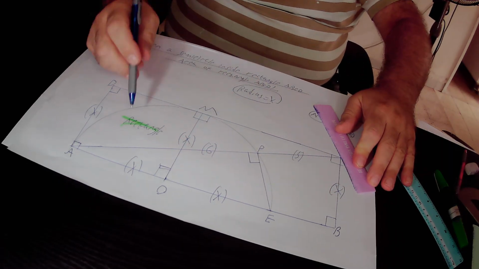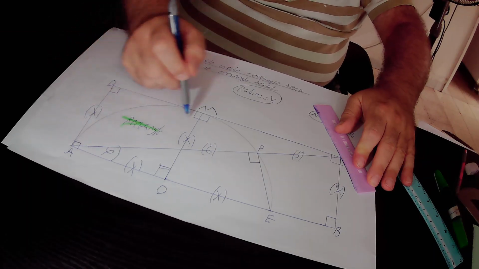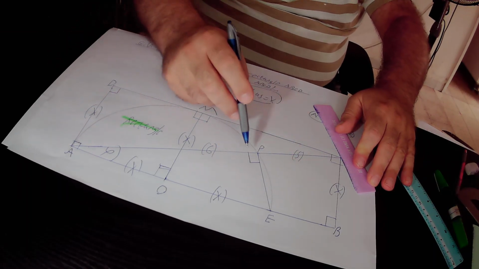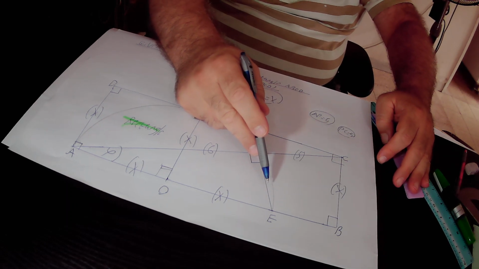In the next step, we define this angle as alpha. So in the right angle APE, this angle equals alpha, this angle equals 90 degrees, therefore this first missing angle must be equal to 90 degrees minus alpha.